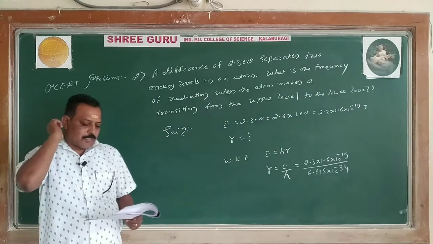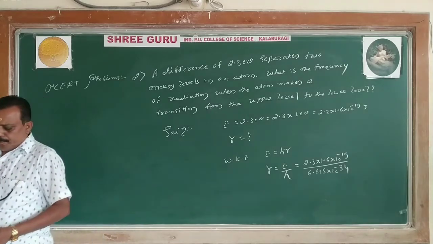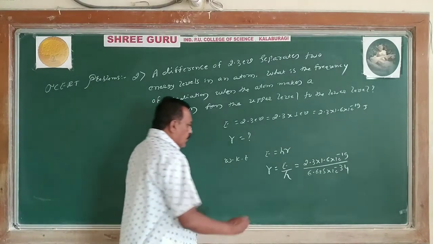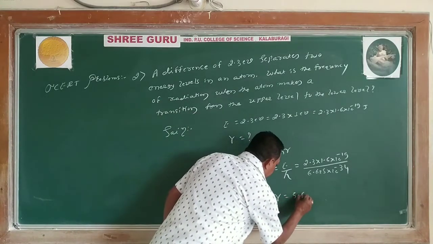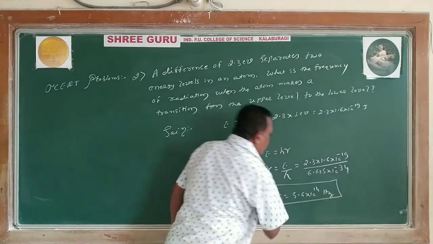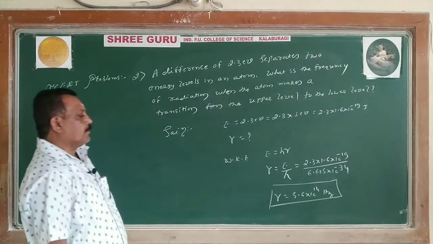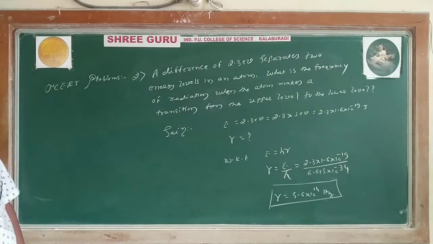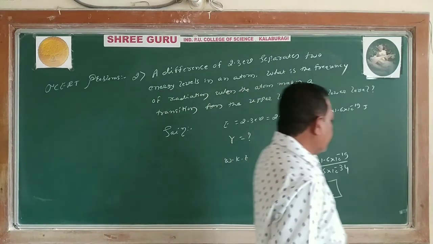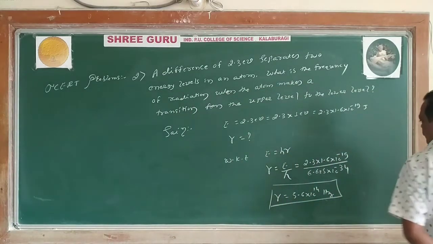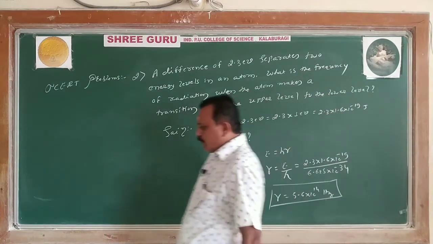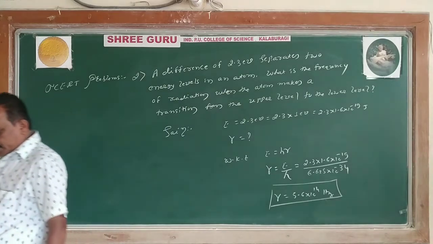Easily calculation कर सकते. So when you do the calculation, we get nu equals 5.6 into 10 to the power of 14 hertz. Check कर लो. Right? 5.6 into 10 to the power of 14 hertz. Simple problem.